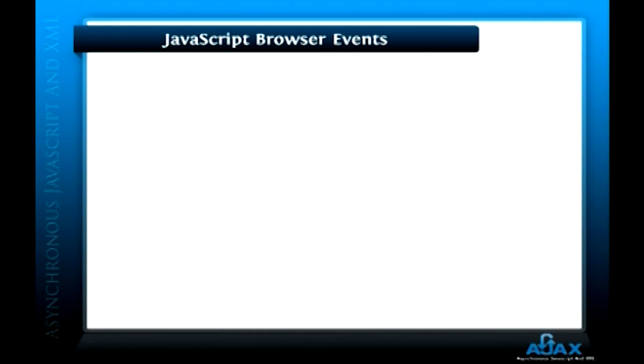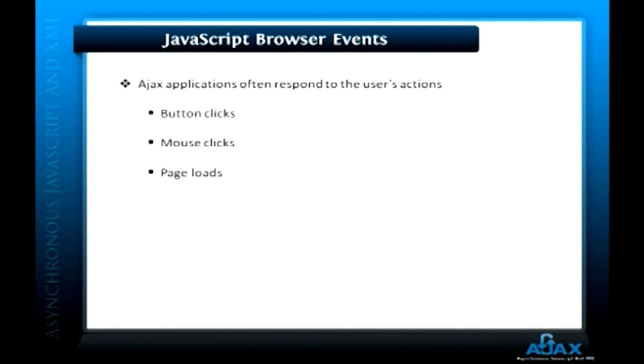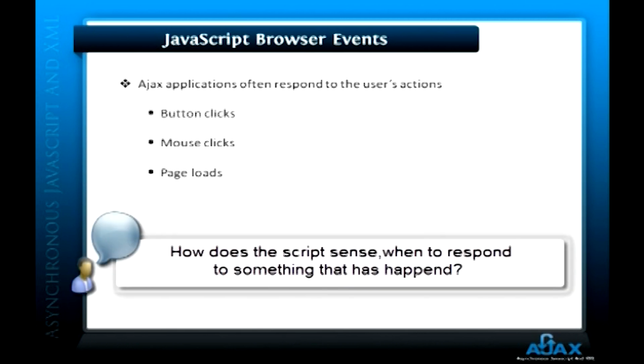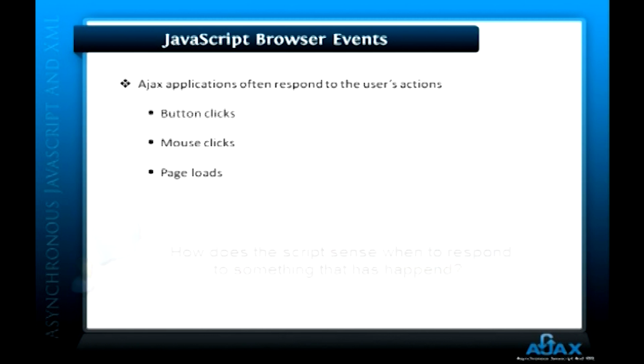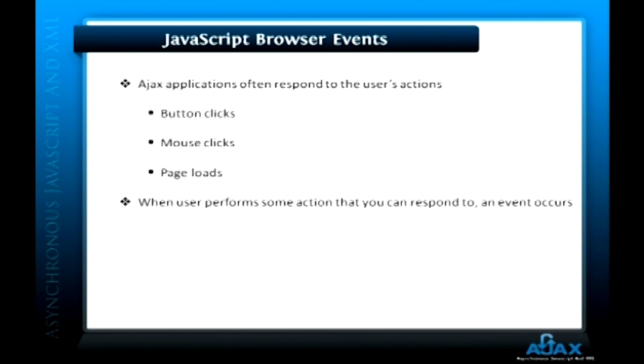JavaScript browser events. You would have noticed that Ajax applications respond to the user's actions like button clicks, mouse clicks, page loads, and so on. But how does the script sense when to respond to something that has happened? Yes, here comes the role of browser events. Browser events are something when a user performs an action that you can respond to.